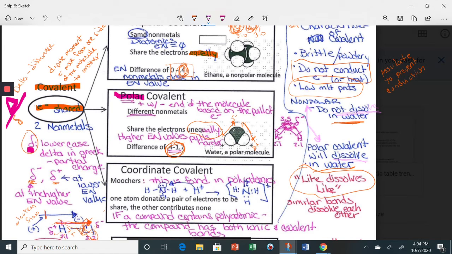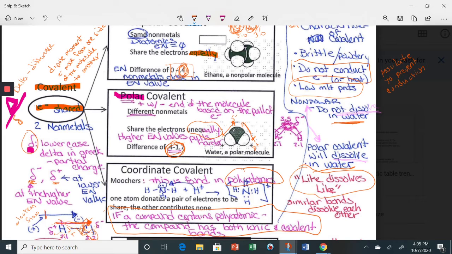Okay? Now, this next one, coordinate covalent bond. Basically, the only thing you need to know about a coordinate covalent bond is that it exists in polyatomic atoms. That's the big thing. That if you have a polyatomic ion, inside the ion, it is covalently bound. The ion to something else is an ionic bond. So, coordinate covalent leads to a compound that contains both ionic and covalent bonds. Okay, so that's the big thing that's written right here. That's the takeaway moment.